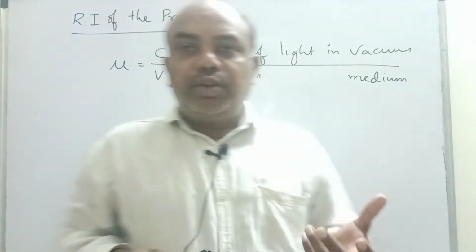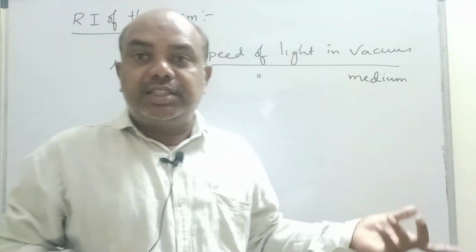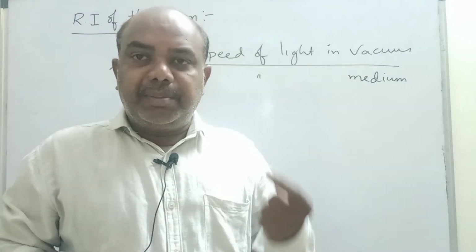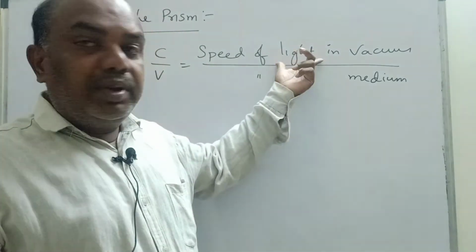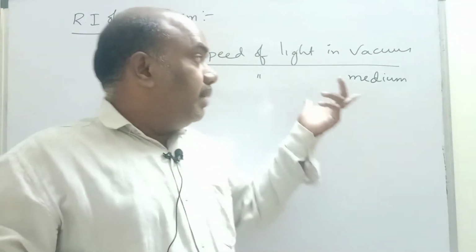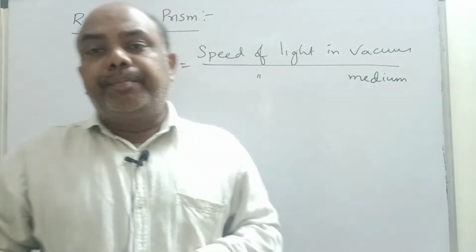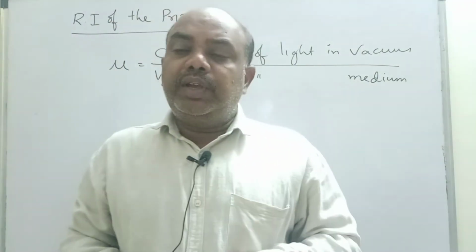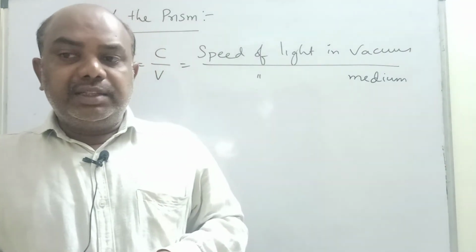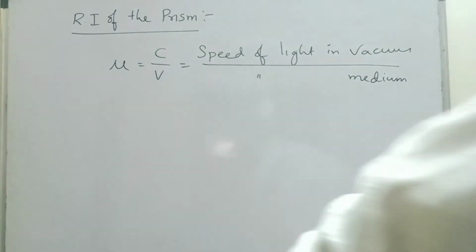Speed of light in vacuum, how much? 3 into 10 power 8. The numerator is always constant: the speed of light in vacuum is 3 lakh kilometre per second, or 3 into 10 power 8 metre per second. If you know the speed in the medium, easily we can calculate the refractive index of the medium. Now in this session we are going to find the refractive index of the prism, and we will see in a detailed manner how to find it.